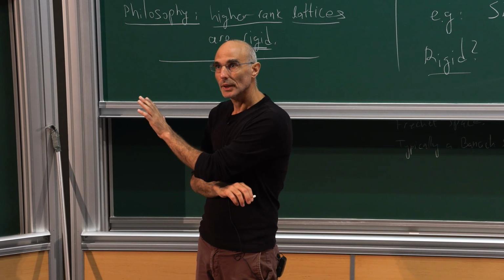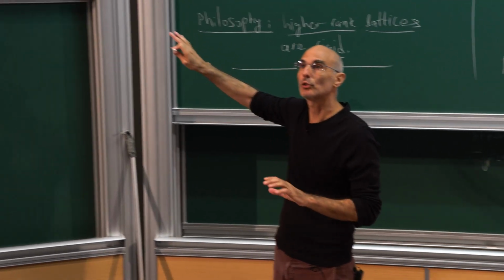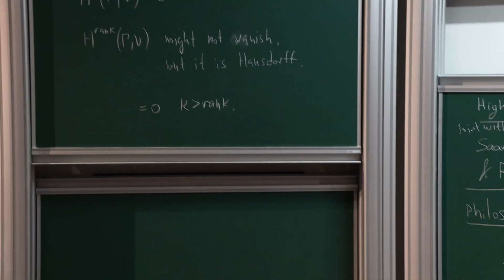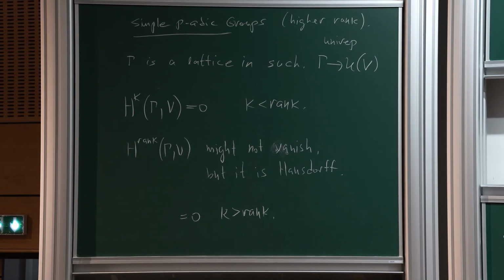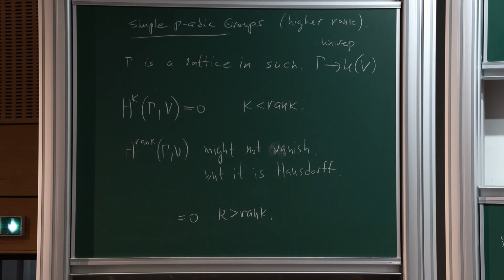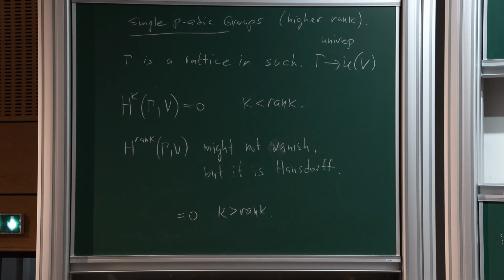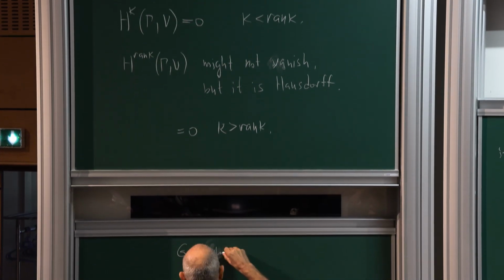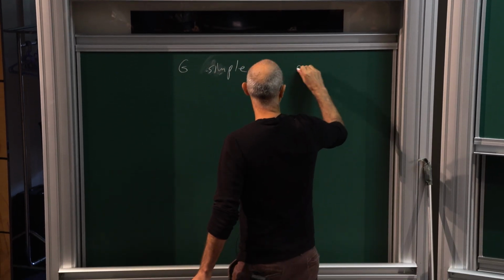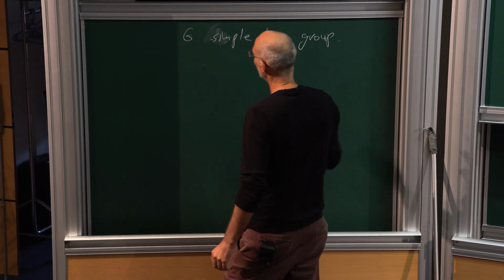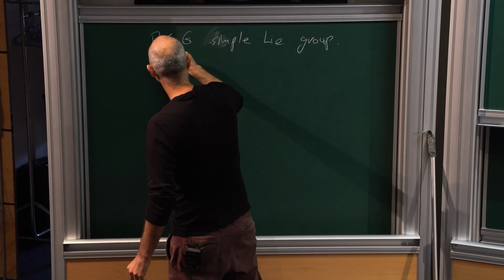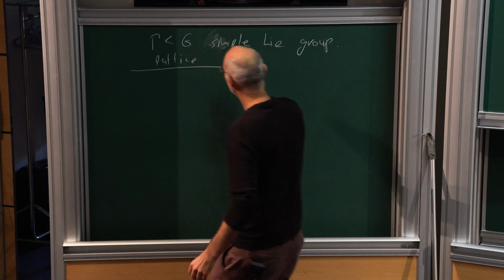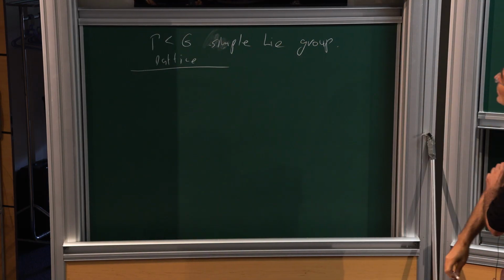For p-adic groups, the picture should be very similar for a more general class of Banach spaces. For Lie groups, again, the picture is more complicated. I'll try to describe it. Now, a simple Lie group and gamma a lattice. Let me try to give an analogous picture.